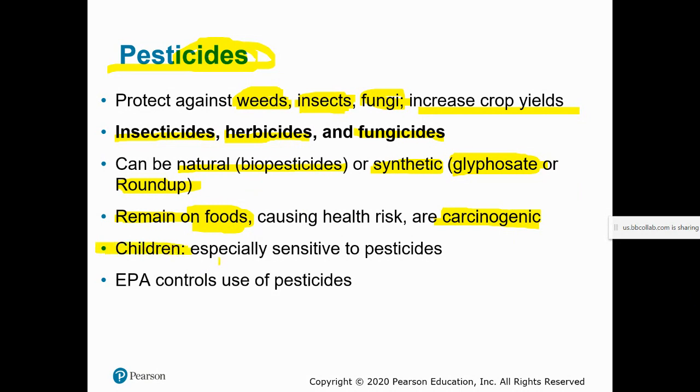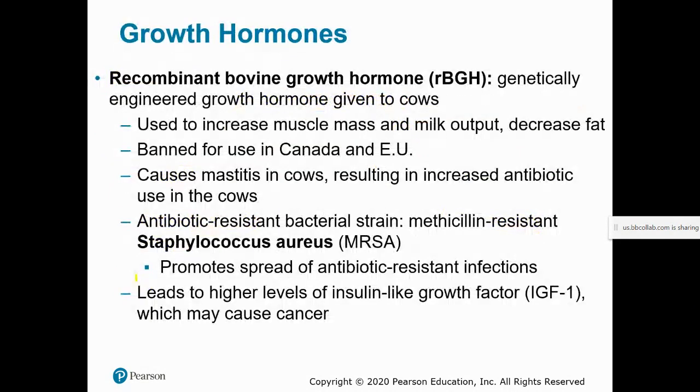Again, children and elderly are going to be particularly sensitive to pesticides because of their developing or waning immune systems. And it is the Environmental Protection Agency, or the EPA, that is supposed to regulate the use of pesticides.